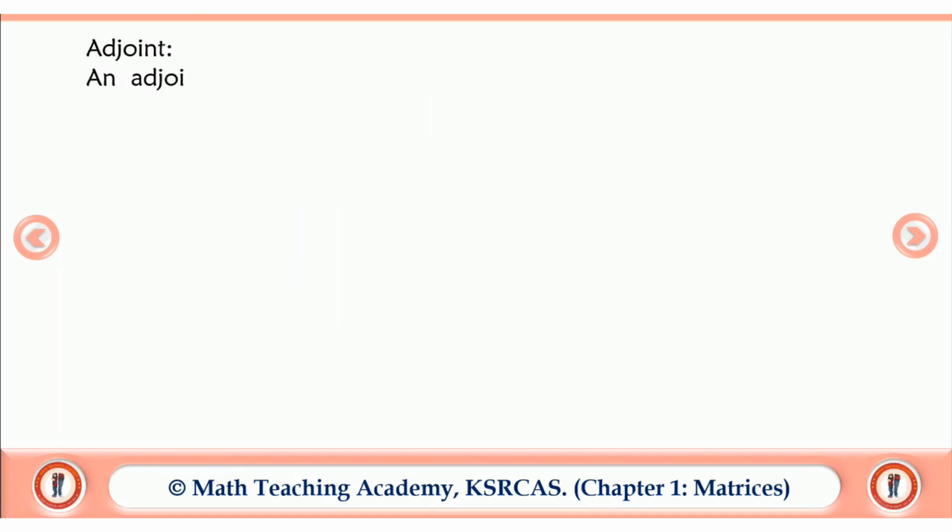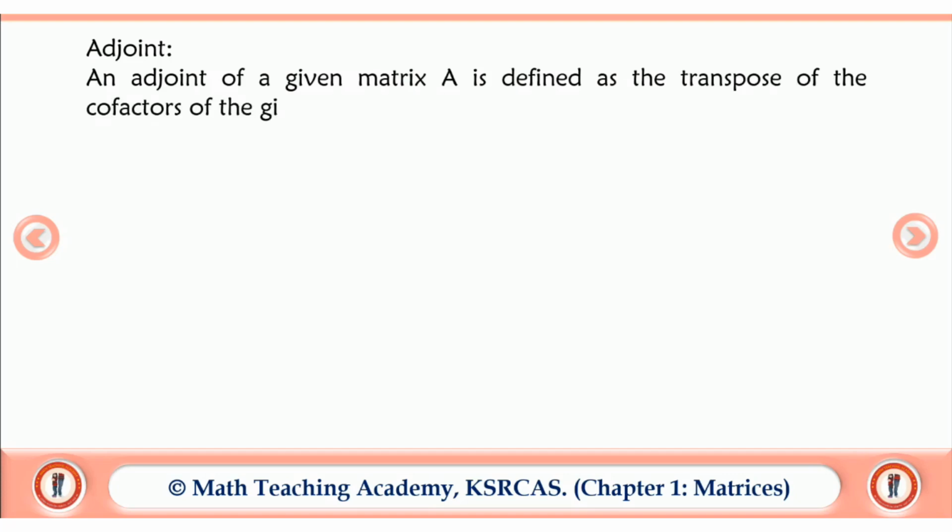Adjoint of a matrix. An adjoint of a given matrix A is defined as the transpose of the cofactors of the given matrix A. That is, adjoint of A is equal to cofactors of A whole transpose. Therefore, to find the adjoint of the given matrix A, what you have to do is find the cofactors of every element of the given matrix A, and then with the help of its cofactors, you can easily find the adjoint of the matrix A.